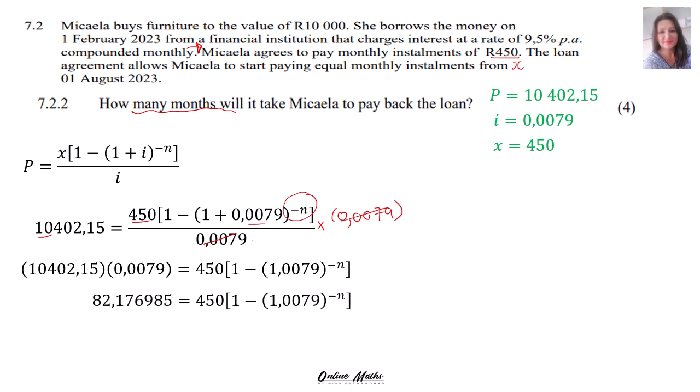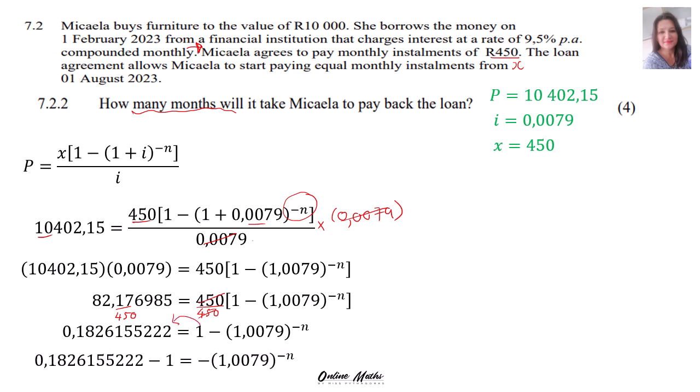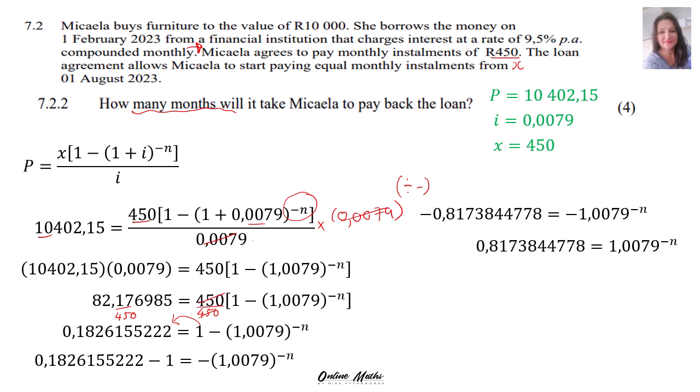So on the left hand side, when you multiply, you get that. And then the next step will be to get rid of this 450. So we will divide by 450 both sides. There you see the answer. And then in the next step, the 1 will walk across and it becomes negative 1. On the left hand side, when you do that calculation with your calculator, this is what you get. Then my suggestion is let's divide both sides with this negative and everything becomes positive.